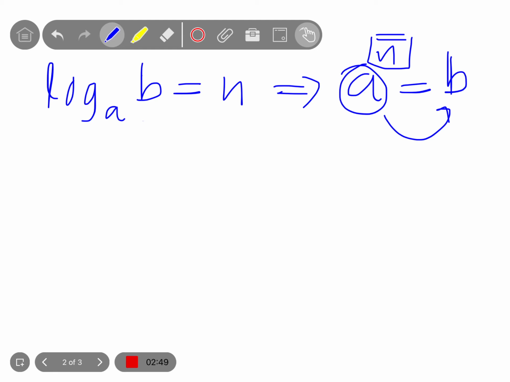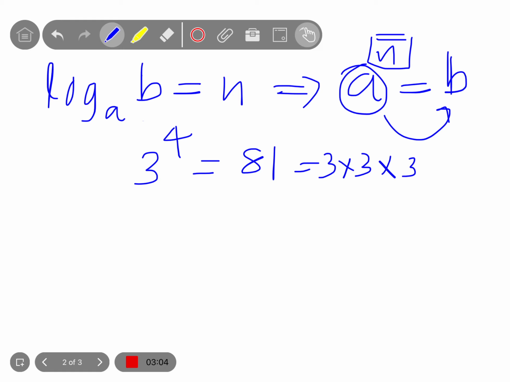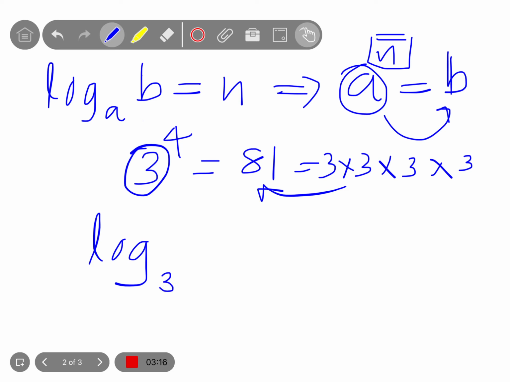So for example, we know 3 to the power of 4 is 81. 3 to the power of 4 means 3 times 3 times 3 times 3. So basically 3 times 3 is 9, 9 times 3 is 27, 27 times 3 is 81, so that's what I wrote here. If you write this in logarithmic format, this is the base, so log base 3 of the number 81 is this power value, 4. So these are some basic logs.